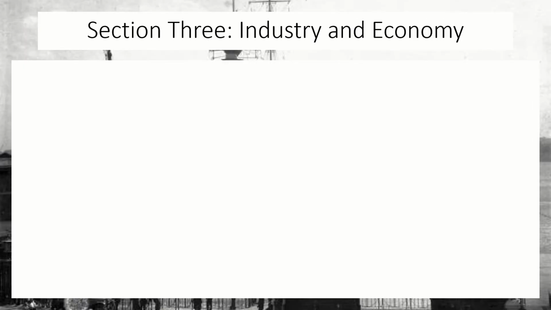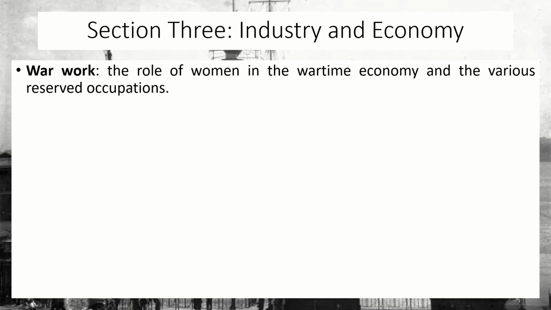And then the next thing we look at is the industry and economy, so how World War I affected the Scottish industry and the Scottish economy. So the first thing we look at there is war work, so the various industries that developed because of the war, obviously the main one being things like armaments, but other ones, shipbuilding, coal mining and things like that, and the role that women played in these various industries.